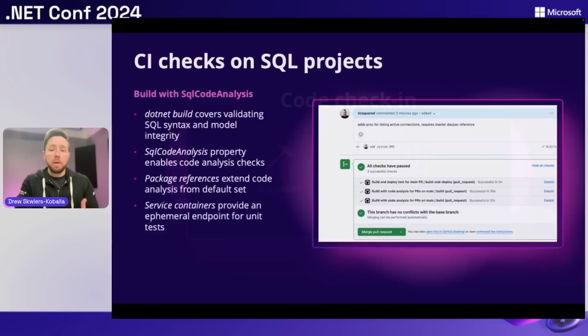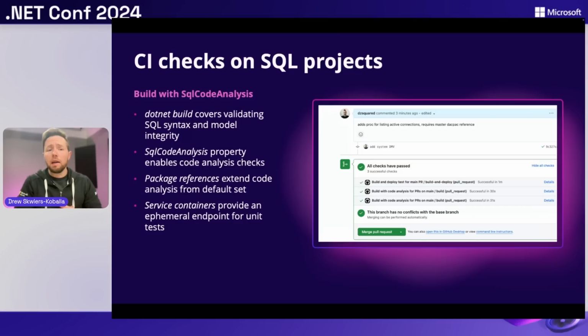When you work with .NET Build, you're able to validate that your SQL syntax as well as the model integrity is correct. But SQL projects offer a couple other things to allow us to make our SQL development better. The first one is code analysis, so the analysis on the actual SQL that's used. By default, there's a couple rules included, which is nice, but you can also use package references in your SQL project to extend that code analysis to an additional set of rules. And these can be custom written rules. So there's community members that have contributed a ton of rules, and you can also write custom ones for your own organization based on the use cases that you have.